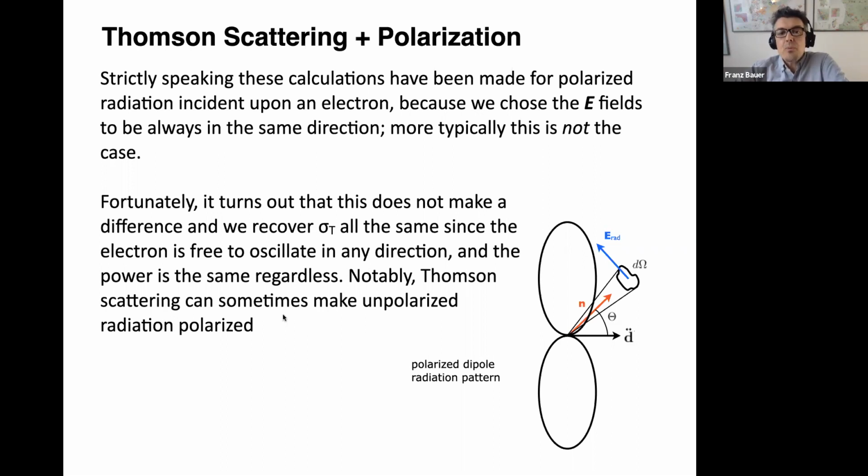One of the things to note here is that because this can take any directionality, and the electron can oscillate in any direction, what this means is that if you have light that's coming in polarized, then this process will randomize that polarization. So if you have a bunch of different light coming in, it will come out randomly. It will come in polarized and come out unpolarized.